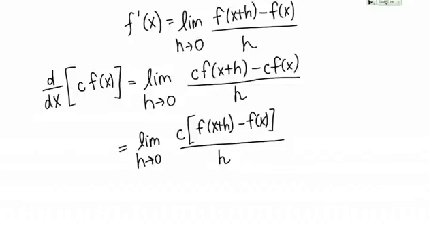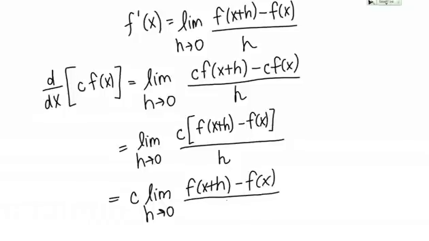Okay, now if you remember back to when we were learning about limits, there's a theorem for limits that says if we have a constant being multiplied by something within the limit, we can pull that constant out front. So I see here that my factor of c is being multiplied by this entire fraction. So what I can actually do is I can pull that c outside of the limit, like this. So this equals c times the limit as h goes to 0 of f of x plus h minus f of x all over h.